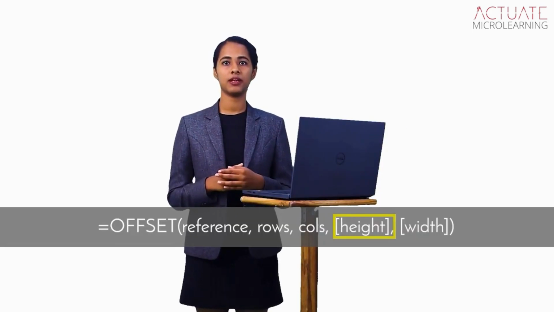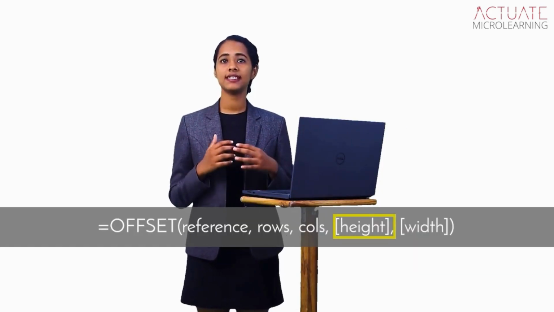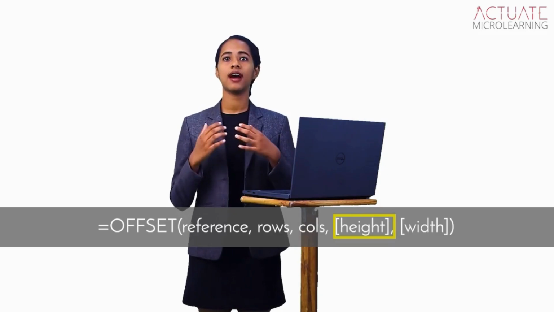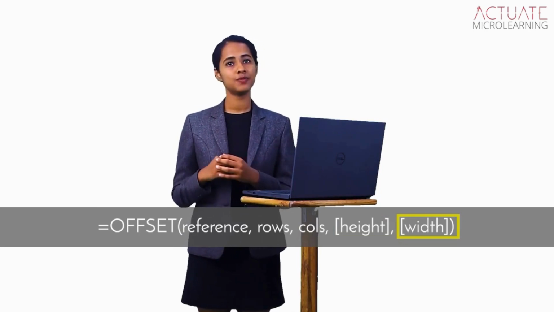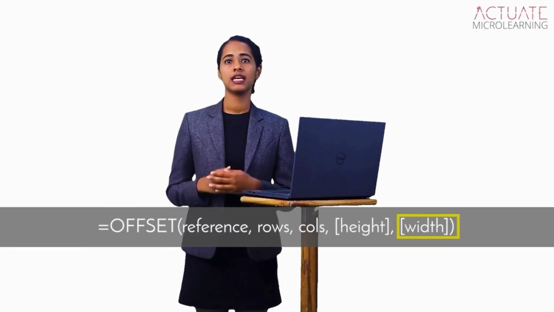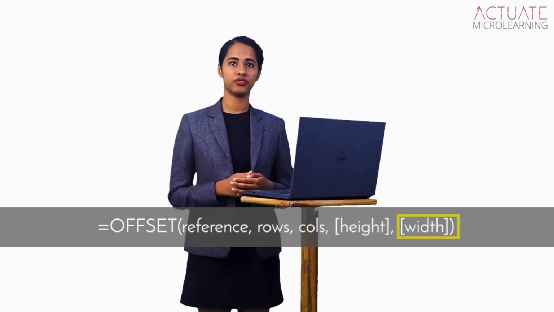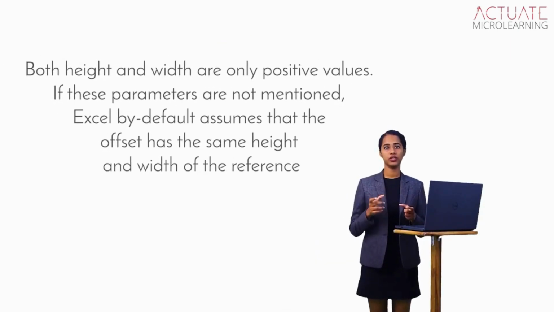Height is an optional parameter. This parameter defines the number of rows, which would account as the height of the return reference. Width is an optional parameter. This parameter defines the number of columns that would account as the width of the return reference. Both height and width are only positive values. If these parameters are not mentioned, Excel by default assumes that the offset has the same height and width of the reference. Now that we are aware of the syntax and working of the offset function, let us implement it.